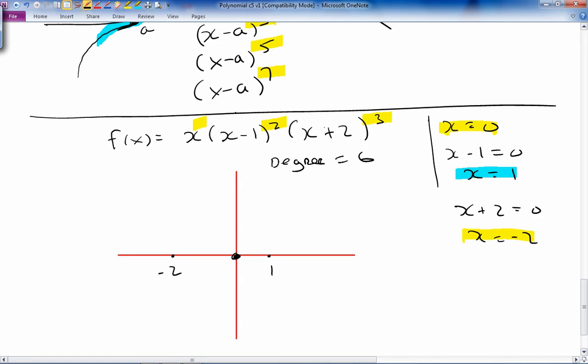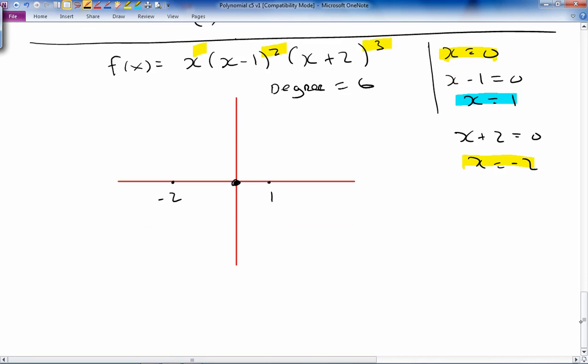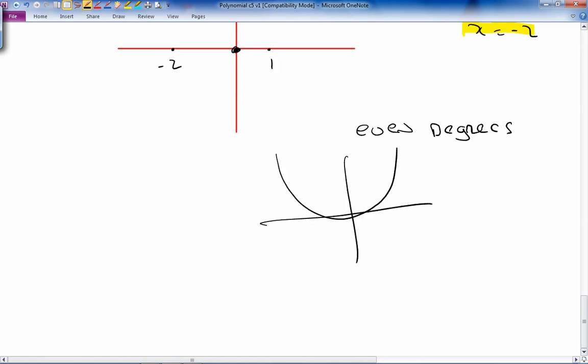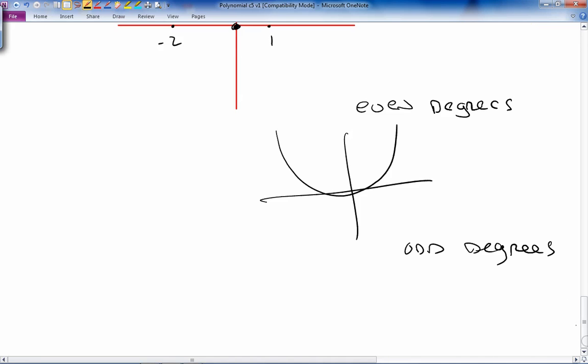Now here's something else to keep in mind in general. I'll come back up. Okay. Even degrees tend to look like that. Odd degrees tend to look like that. Okay, well, I did things in this case where I told you to put a big number in for x and see what type of answer you get.